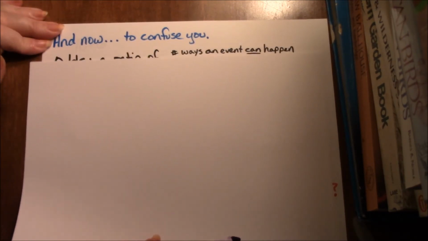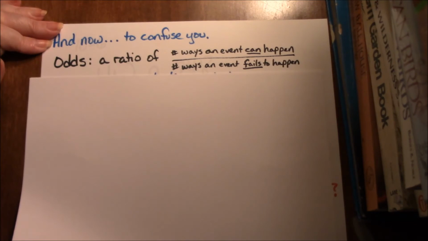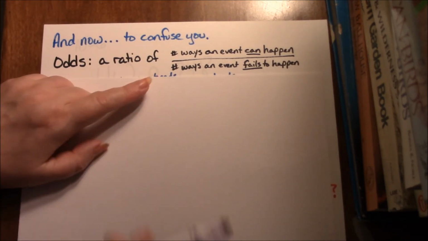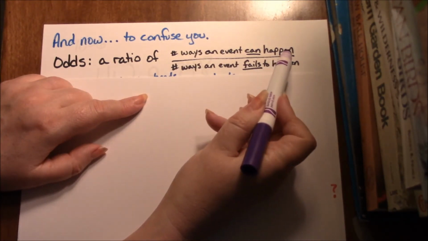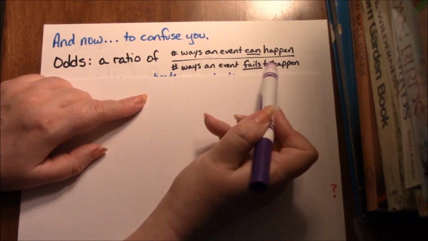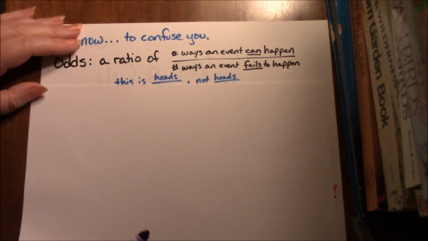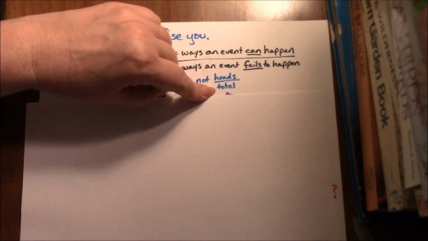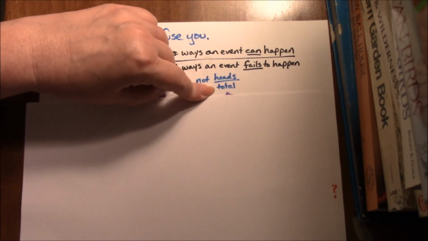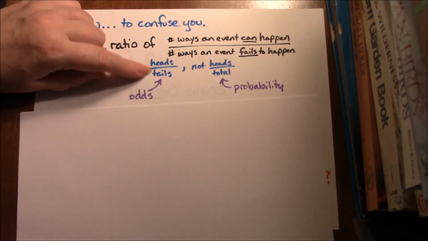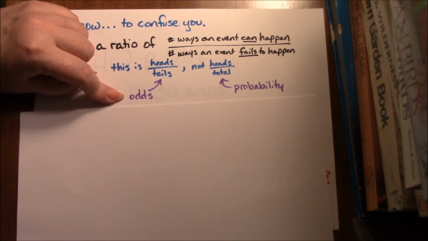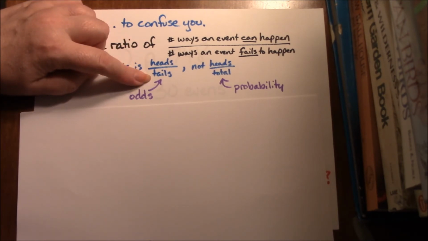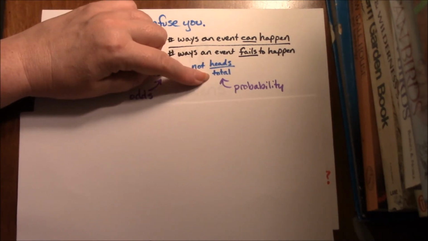probability. Now we're going to start to talk about odds. The odds of something happening is also a ratio, a fraction, of the number of ways an event can happen over the number of ways an event fails to happen. This is heads over tails, not heads over total. Heads over total is probability, heads over tails is odds. So when you say the odds of something happening, this is a 1-to-1, where this is a 1 in 2.